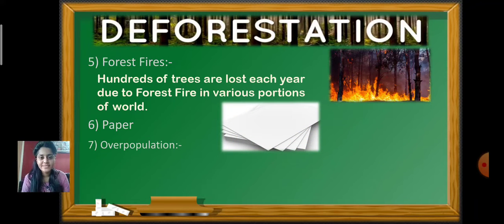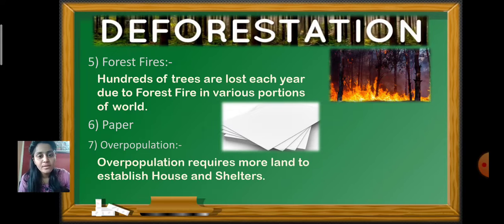Now let's see the next cause, overpopulation. Overpopulation requires more land to establish houses and shelters. We have seen this in some points.